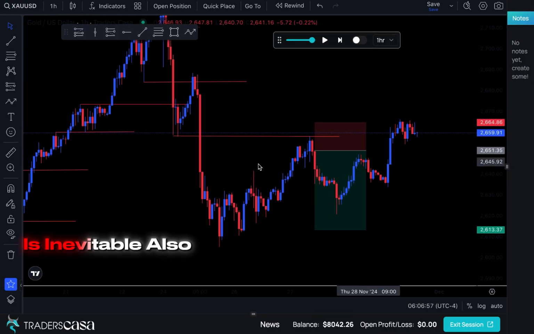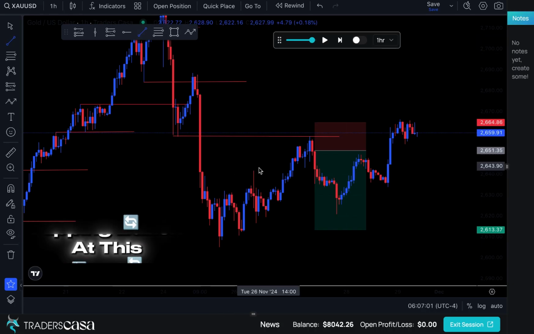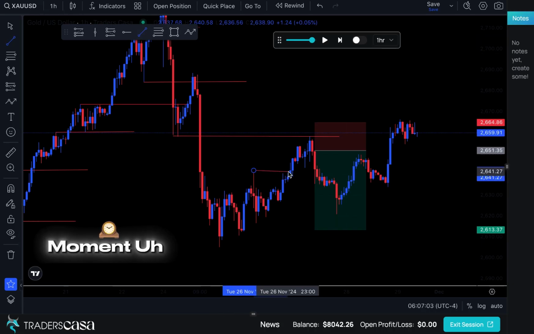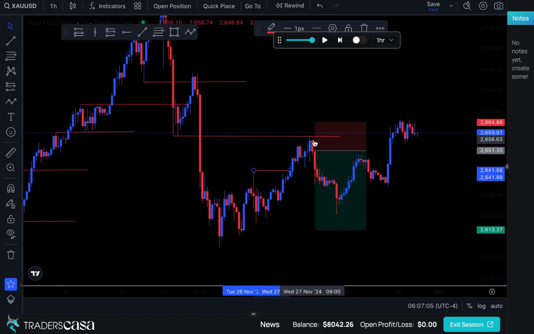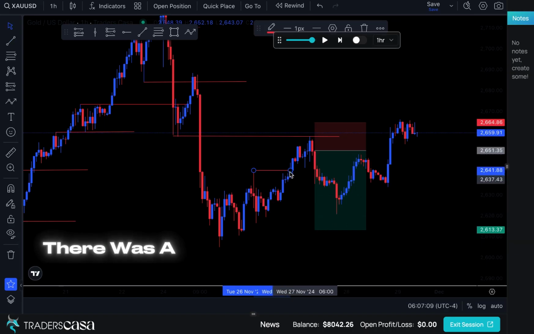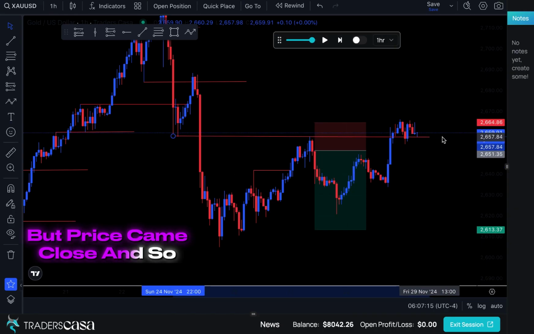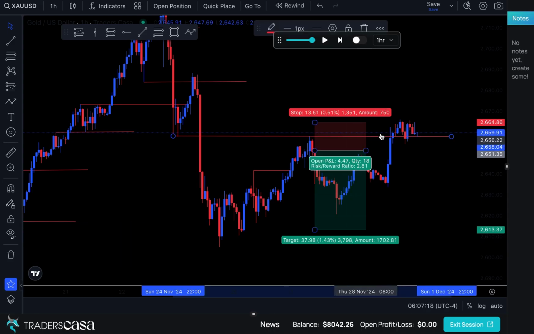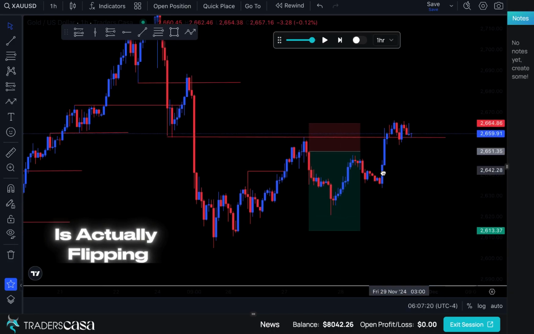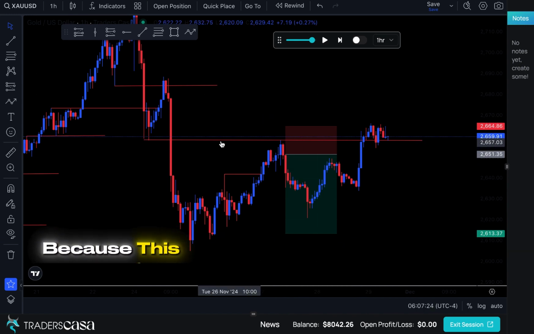So that was a loss. Also, price is flipping bullish at this moment. Why? How do we know that? Because right here there was a break. This was a valid loss. As you can see, my take profit was actually here, but price came close, and so it was a valid loss.